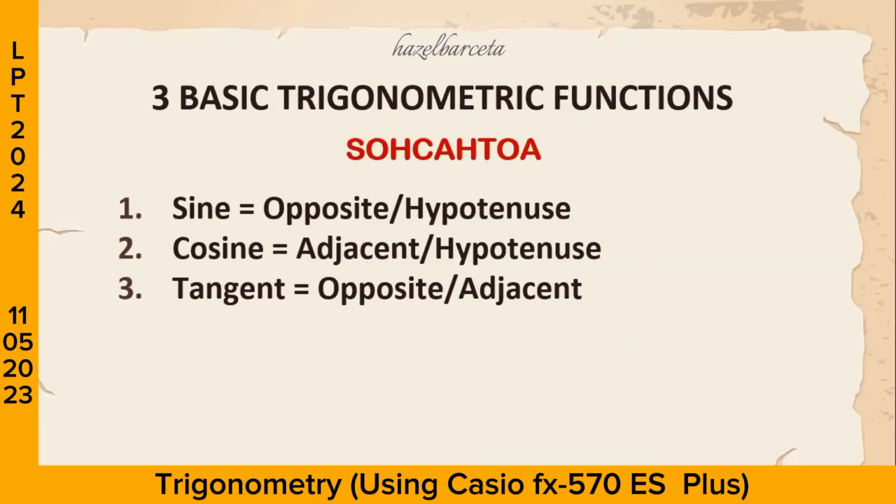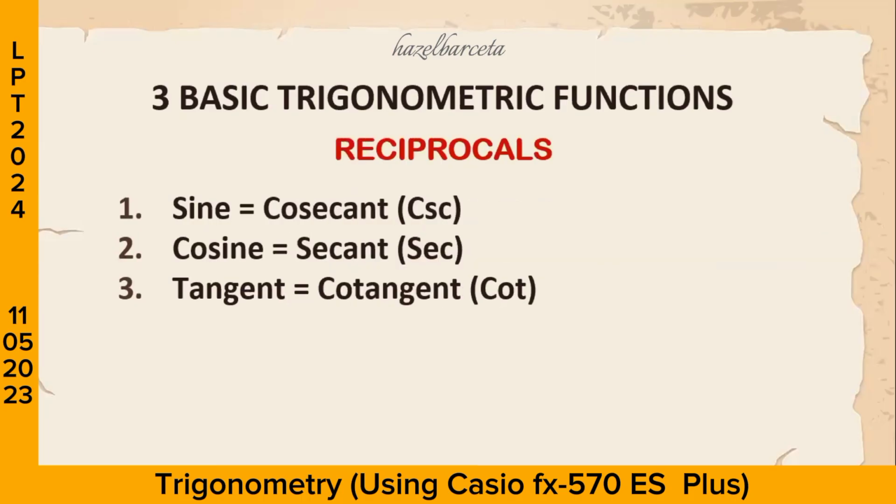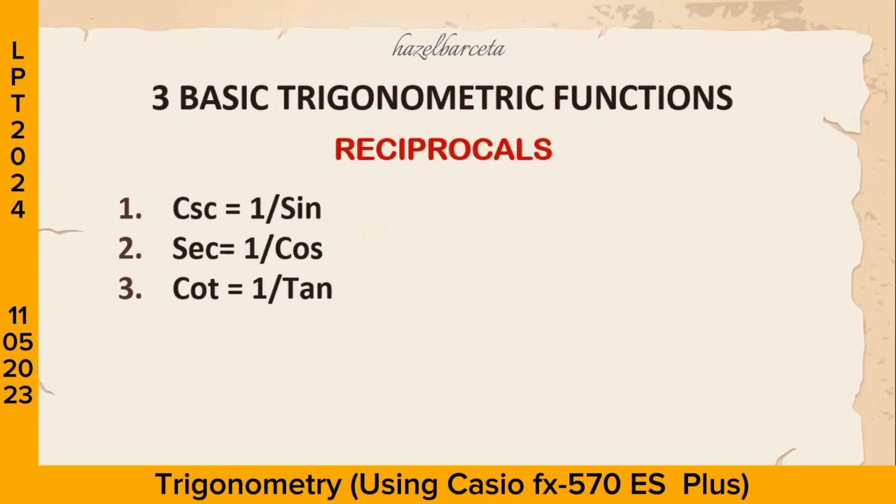So there are three basic trigonometric functions, the SOHCAHTOA. So we have sine, cosine, and tangent, okay? The reciprocals, the reciprocal of sine is cosecant. For cosine, it is secant. And for tangent, it is cotangent. Okay? So kapag binigyan po tayo ng problem in cosecant, we will input 1 over sine. For secant, we will input 1 over cosine. And for cotangent, we will input 1 over tangent. Again, this is very important. Okay? Wag na wag po natin kakalimutan.